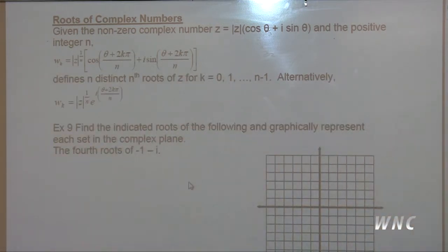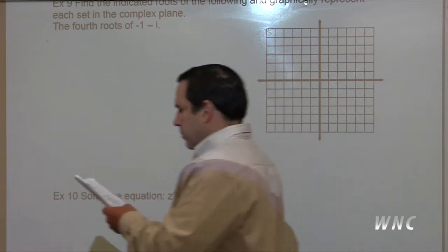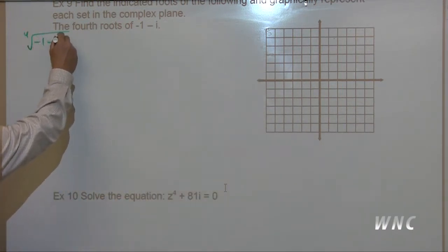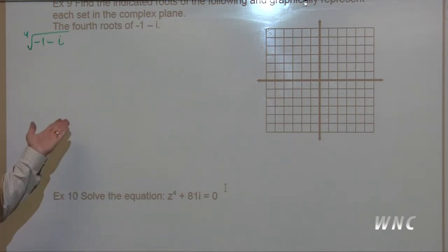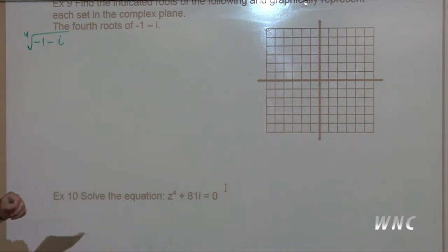Okay, so find the indicated roots of the following, and graphically represent each set on the complex plane. We want the 4th roots of negative 1 minus i. Now, on a real plane, this would be impossible to do. We couldn't do this on the real plane. It's not real, it's complex. So on the real plane, it's easy to say not possible, but we are growing past that, and we have the ability to learn how to do this now.